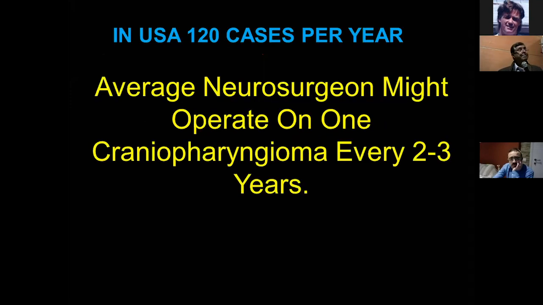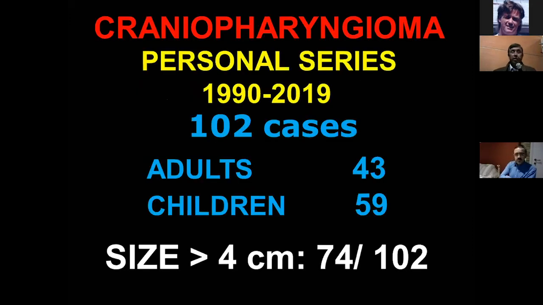So I'll come now to the personal series of mine about craniopharyngiomas in general, about recurrent cases. Are they common? They're not. In USA, which is about 350 million now, you get 120 cases per year for the whole of the United States. So an average neurosurgeon will operate on one craniopharyngioma every 2 to 3 years. So anybody who has a collection of 20 or 30 is lucky. I was the luckiest of all.